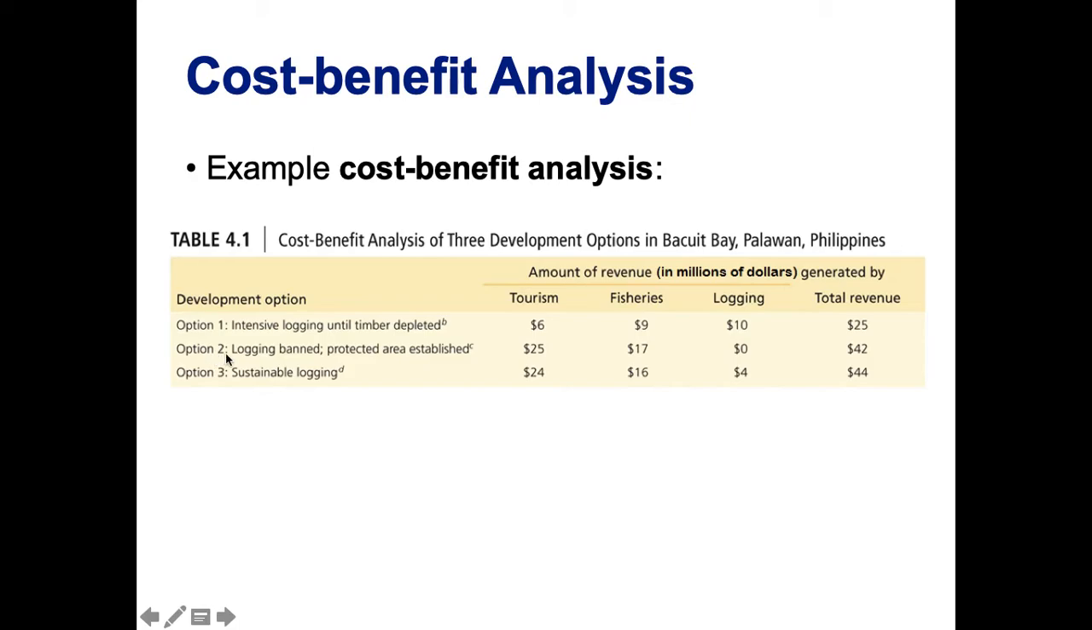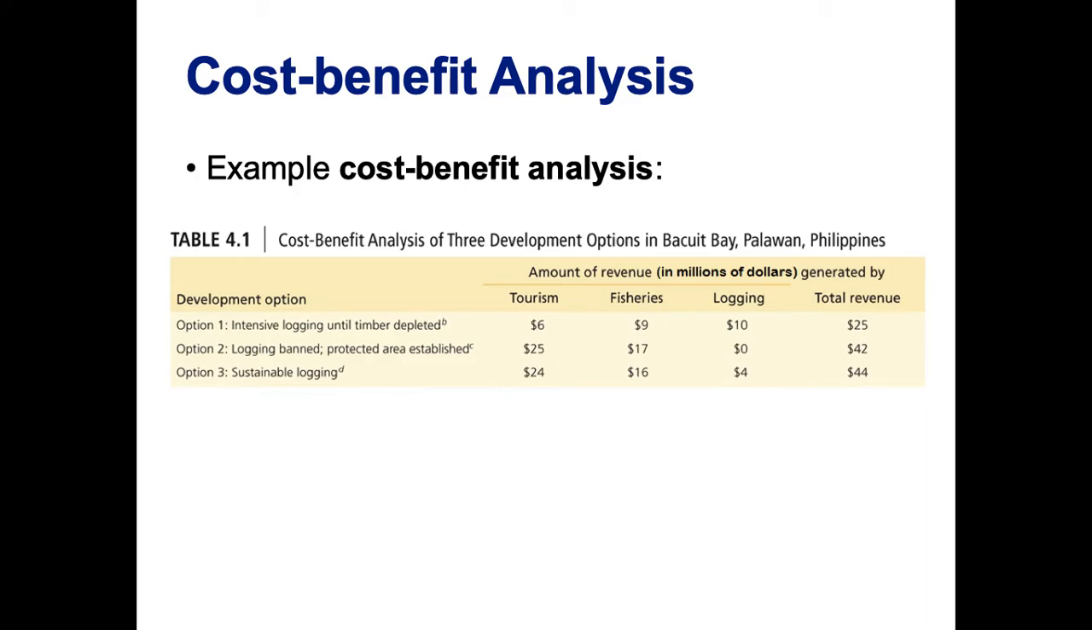And then you can see they looked at option two, where they banned logging and put in a protected area. And you can see that the tourism dollars are the highest with this option. Fisheries is higher, but you get no money from logging. And the total revenue for that is $42 million. And then you can look also at sustainable logging, where some trees are taken out so that there's some profit in all of the sectors. So you get a little bit less money for tourism than with the protected area, and a little bit less for fisheries, but you still get some income from logging. And this actually comes out to $44 million, which you can see is the highest.